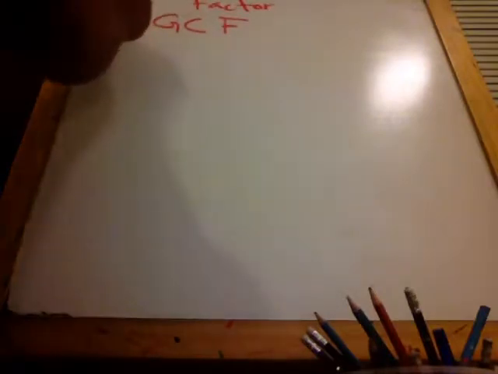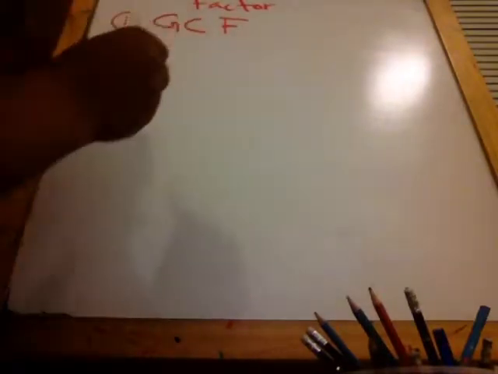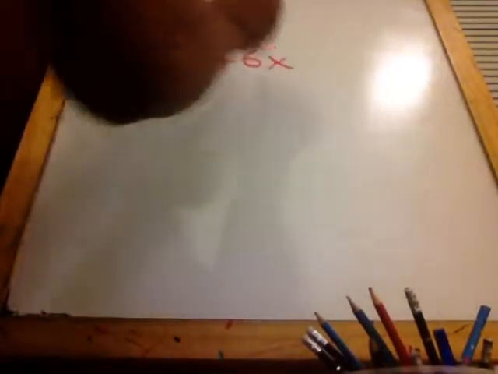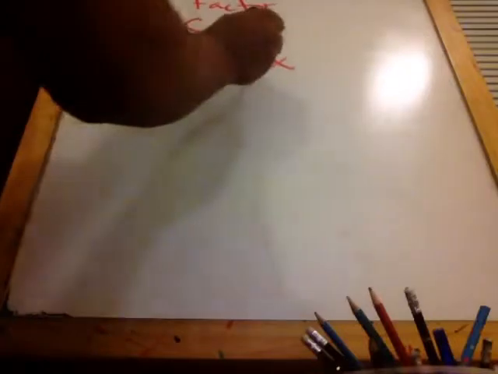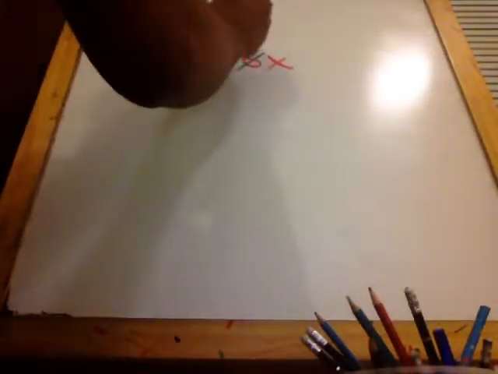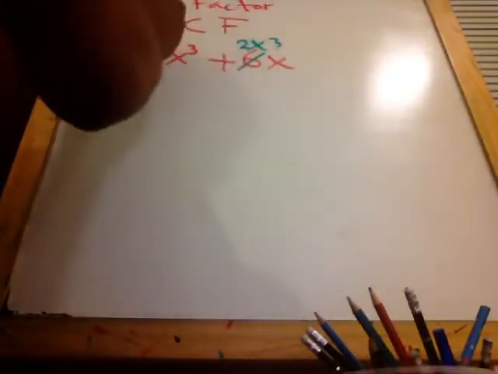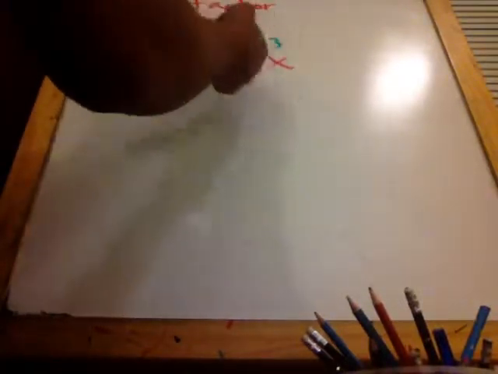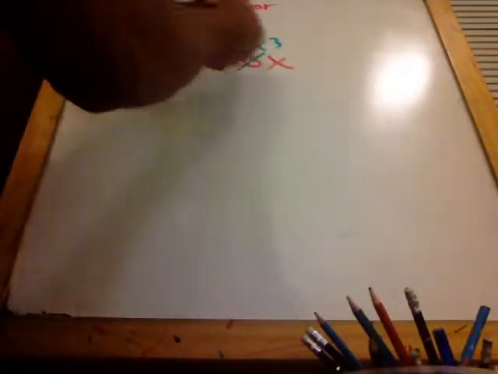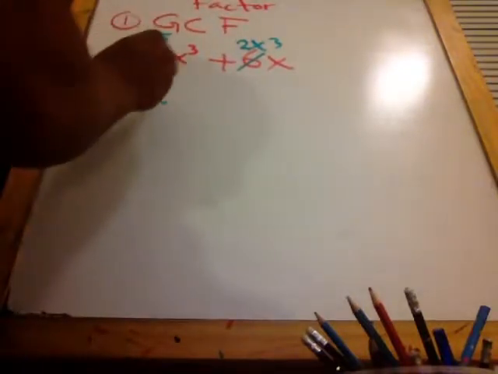If we have 10x cubed plus 6x, we could see here there is a common factor. For example, this can be written as 2 times 3 and here is 2 times 5. Okay, and x again is a common factor. So 2 and x are common factors here.